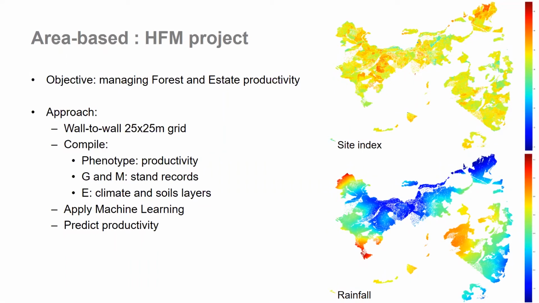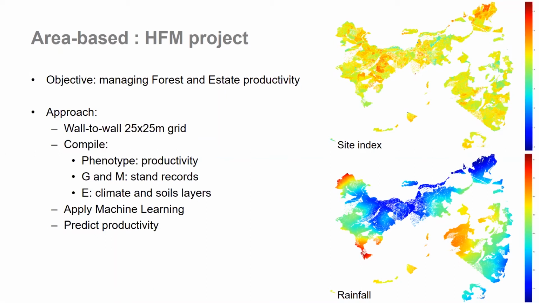So when we put together all of these different data sources at such a high resolution, we create a very, very large data set. And a data set this big is just not feasible to tackle with conventional modeling methods. So we apply a methodology called machine learning. And we use machine learning to fit models to predict productivity right across the estate, taking into account the effects of genetics, environment, and management.